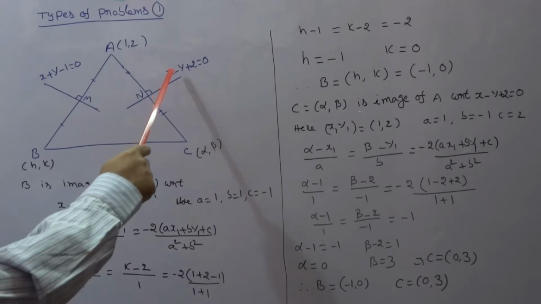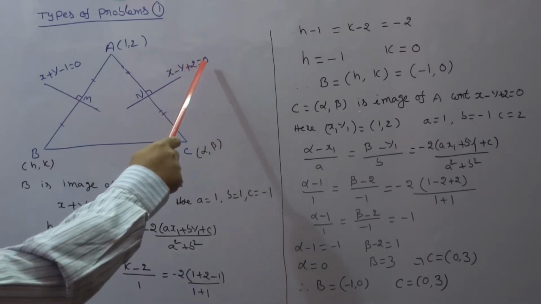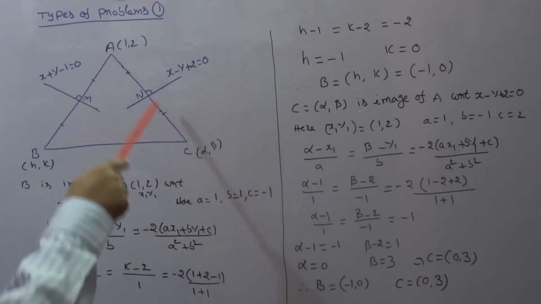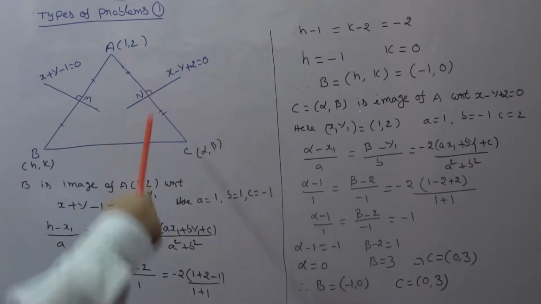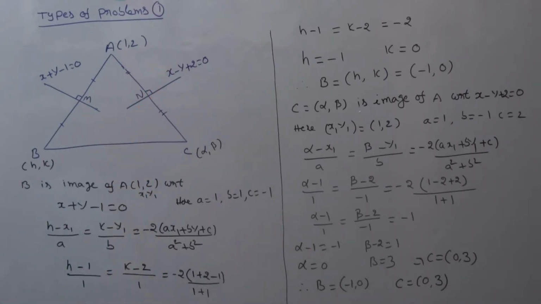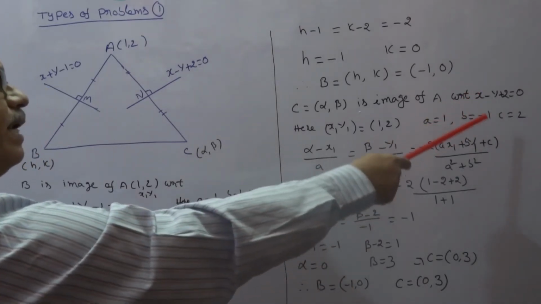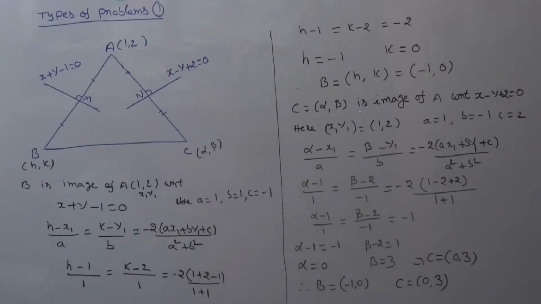Again, we see that x - y + 2 = 0 is the perpendicular bisector of the side AC. So C is the image of A with respect to the straight line x - y + 2 = 0. Let's say the point C is (alpha, beta), and A is (x1, y1). Now comparing the line x - y + 2 = 0 with ax + by + c = 0, we get a = 1, b = -1 and c = 2.